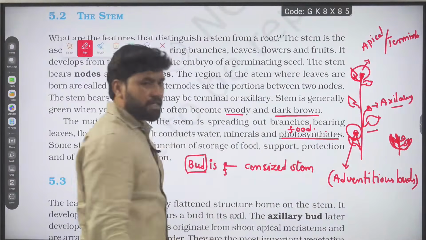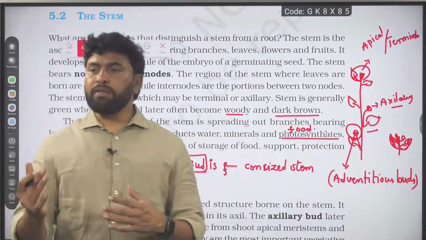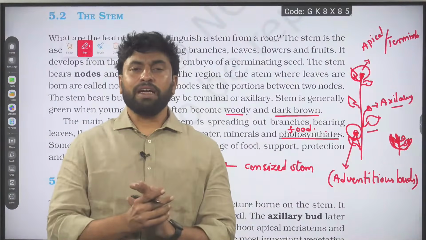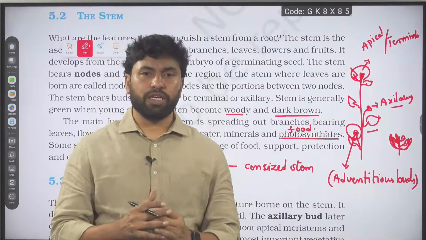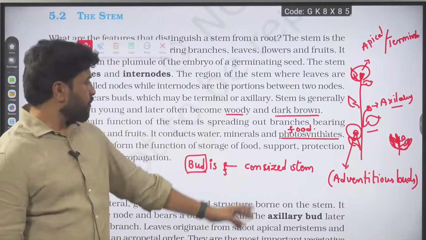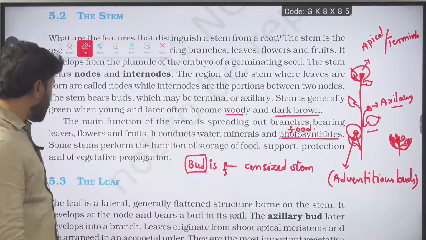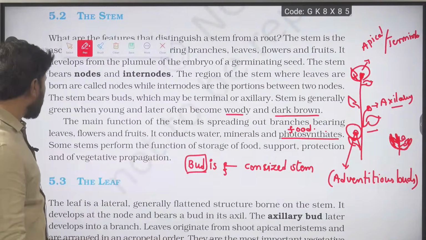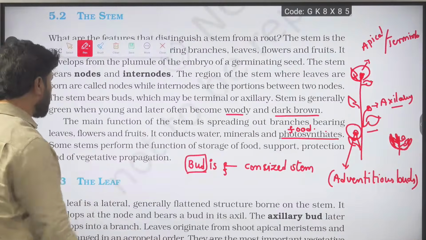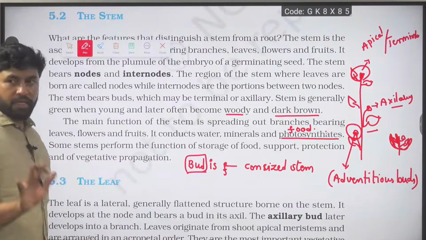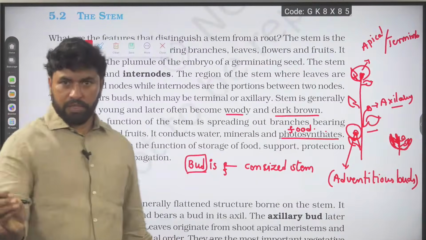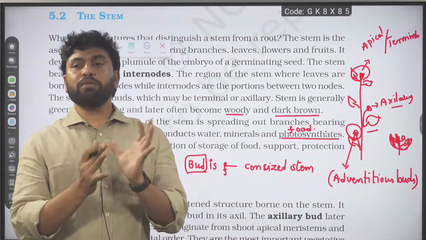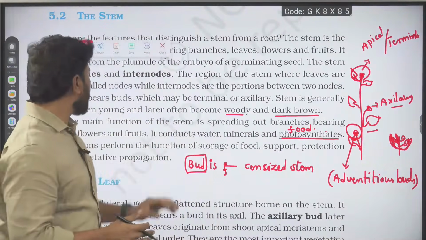Food will be transported from one area of the stem to another with the help of the internal food conducting tissue, that is nothing but phloem. So photosynthates are nothing but food. Some stems perform the functions of storage of food, support, protection and vegetative propagation. See, in our book they did not give stem modification. For our convenience, I want to explain the modifications of stem.